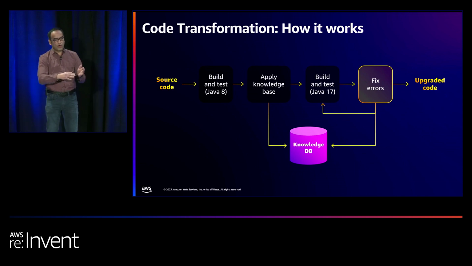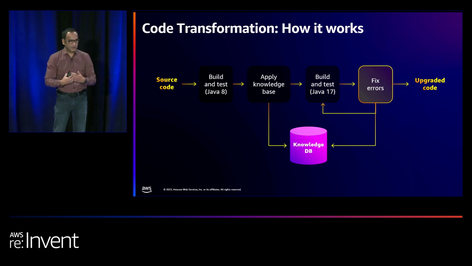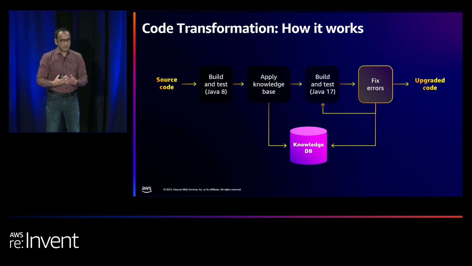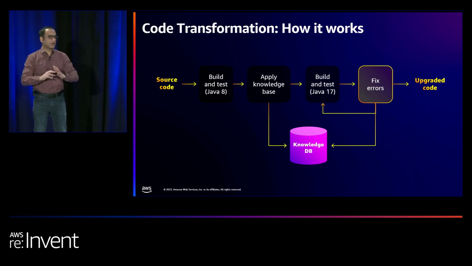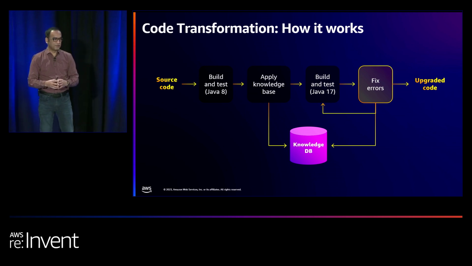So now that we have gone through applying the knowledge base, a lot of time just applying the knowledge base may be sufficient. And we may already have upgraded the application. And the way we test that is we'll again run the application using Java 17, which is the version we are upgrading to. And if everything is fine, perfect, then we can give you the final result.